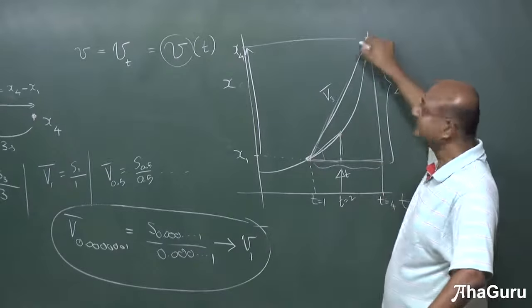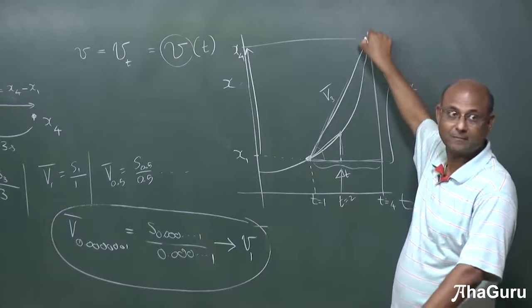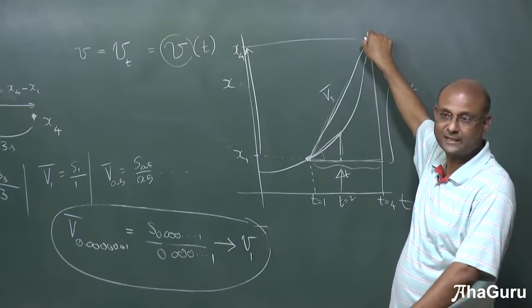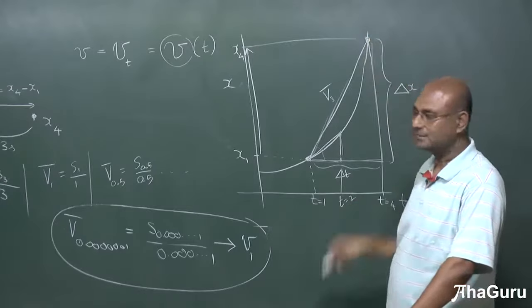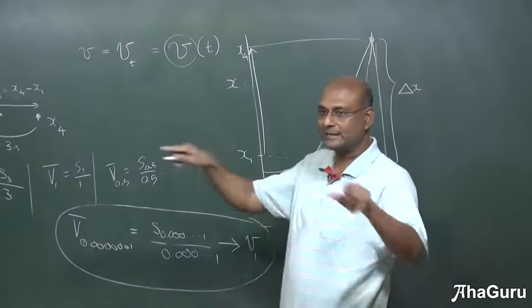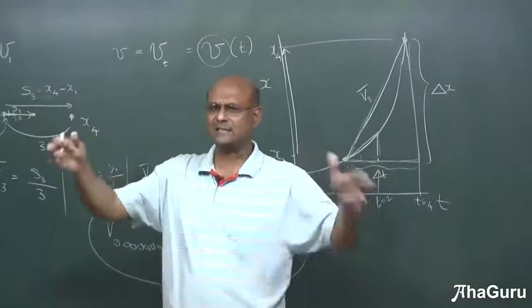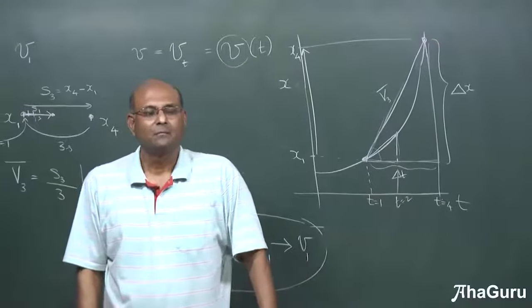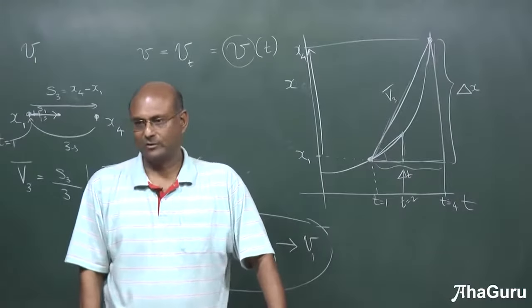We call this a secant. Usually you use the word secant for what? Circles, right? In circles you talk about secant. What is a secant? Just something which cuts across 2 points. But why should that be restricted to circles? You can use it for anything.